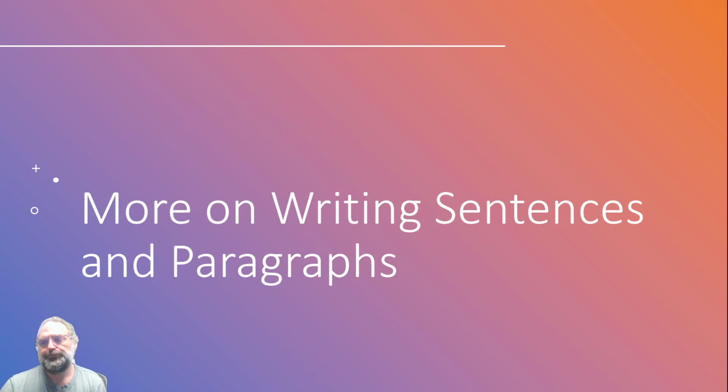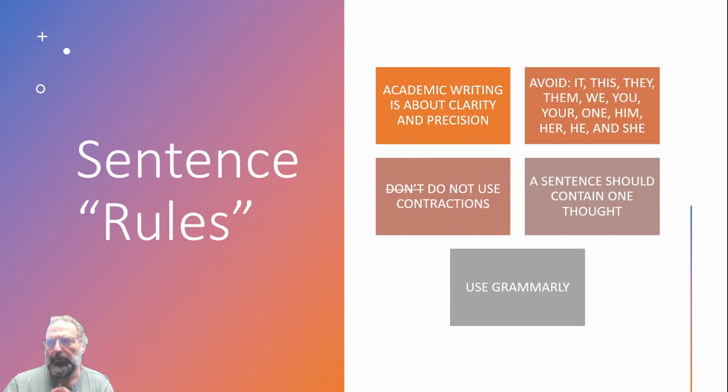And then there are a few more high level things to take away. Some rules, if you will, when we're writing at an academic level. Academic writing is all about clarity and precision. We want it to be very clear who said what. So, to enable that, you avoid things like it, this, they, them, we, you, one, him, her, he, and she, because it doesn't tell you who they are.